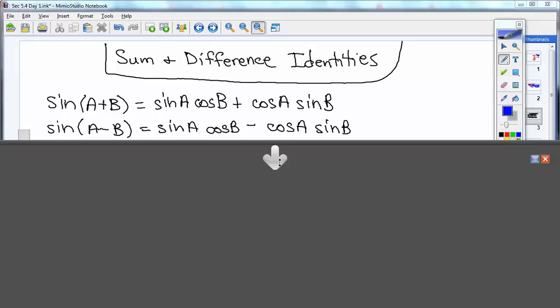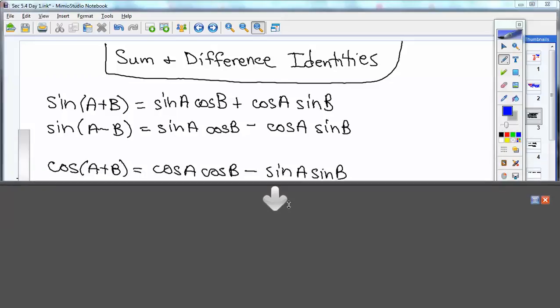If you have cosine, it changes just a little bit. You notice with sine, it went sine and cosine, and then it flipped them and went cosine and sine. When you do cosine, the two cosines are together, and then the two sines are together, and the sign is opposite in between. So it's cosine A cosine B minus sine A sine B. Now make sure you copy these right. They are in your book, and you can double check. That's cosine of A plus B.